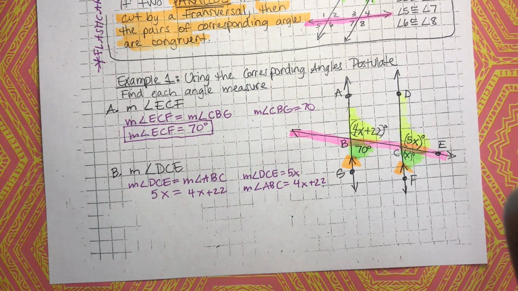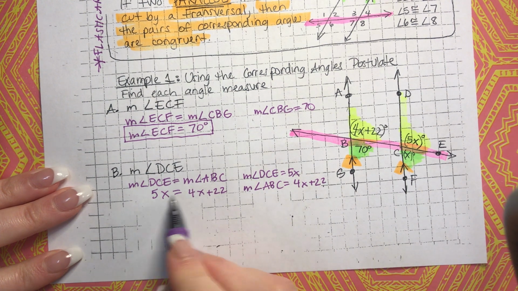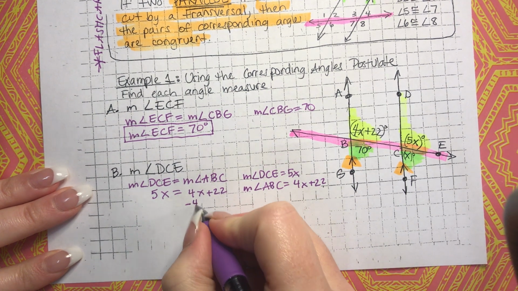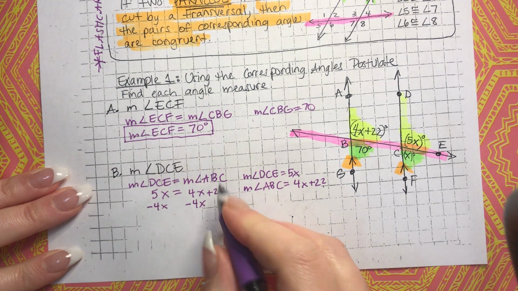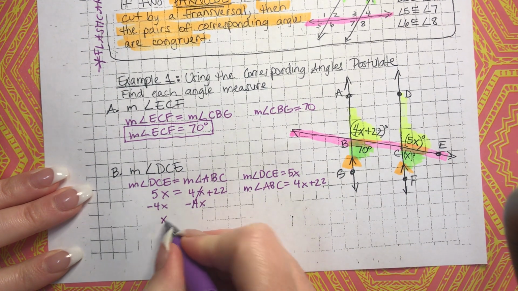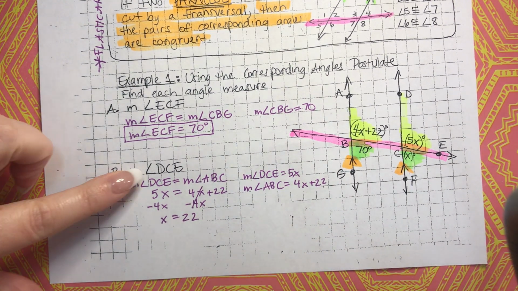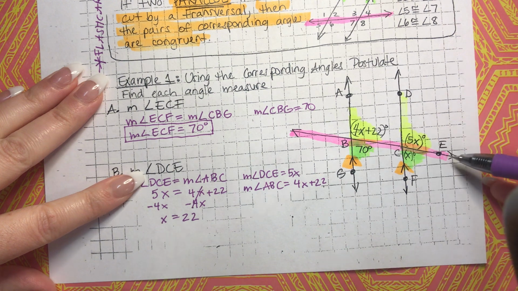So now we just have a nice algebra problem. We've got to figure out what x is first. So we have variables on both sides, right? So we're going to use the subtraction property of equality to get the variables on the same side. 5x minus 4x is just x, equaling 22. So now we know what x is, but we need to figure out what angle DCE is.